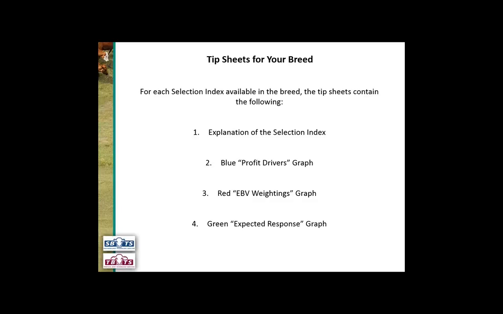So each breed has tip sheets which are available on the web, and I'll show you where to find them in just a moment. Those tip sheets give an explanation of the selection index, just as I've tried to do tonight. They will show you the blue graph, I'll show you the red graph, and then they'll show you the green graph.